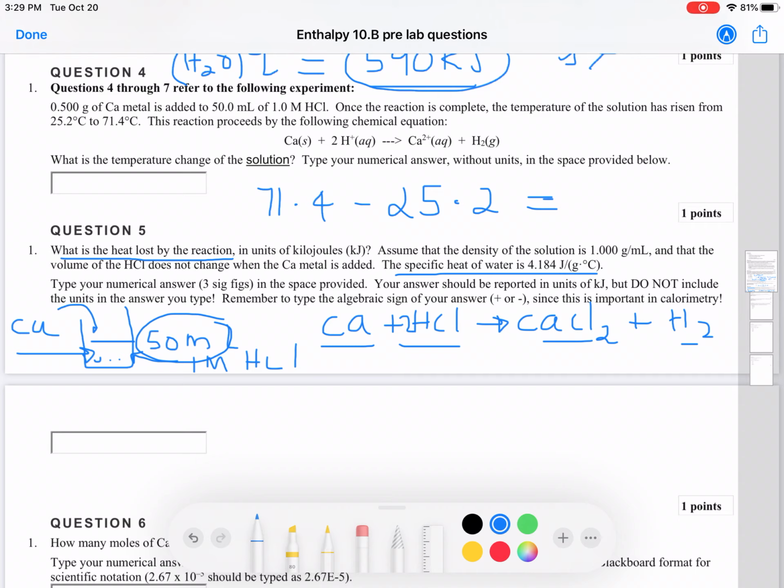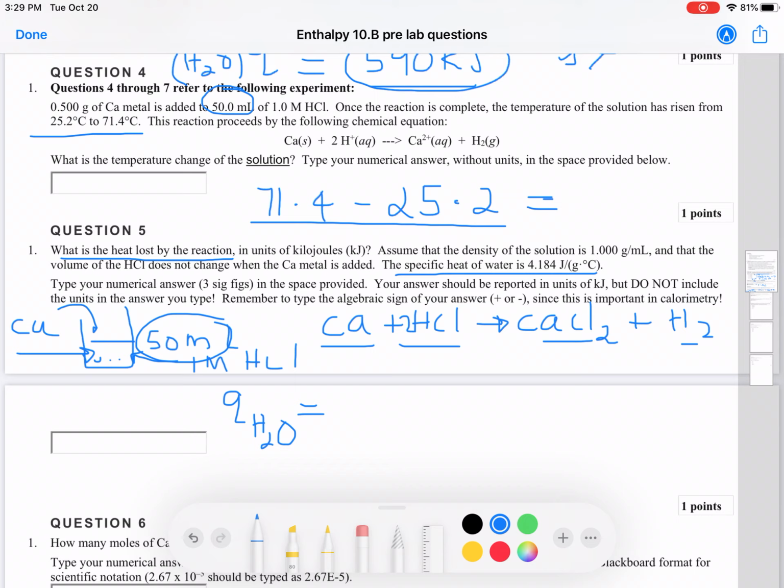So we know the information for the water because we use 50 milliliters of hydrochloric acid. So that is about the same amount of water that we have in this hydrochloric acid. So we know the mass of the water, we know the specific heat of the water, and the delta T is what you just calculated by subtracting these two. So we can find out Q water with the given information.